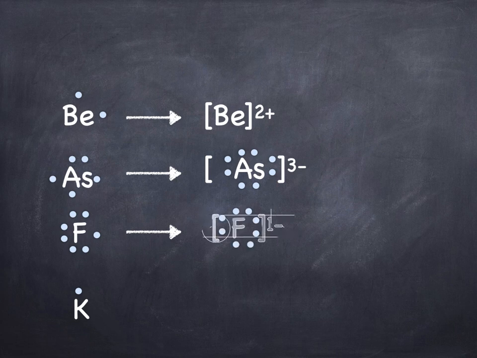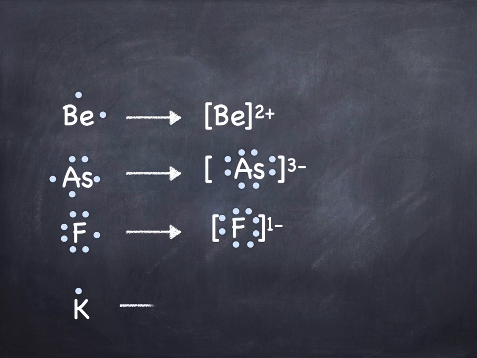And if you did that, you should have gotten this situation right here. So, fluorine's going to have 8 valence electrons. We're going to put that 1 minus charge on the outside. Again, if it's a 1, you don't need the number. You can just put minus. But 1 minus or minus either way is fine there.